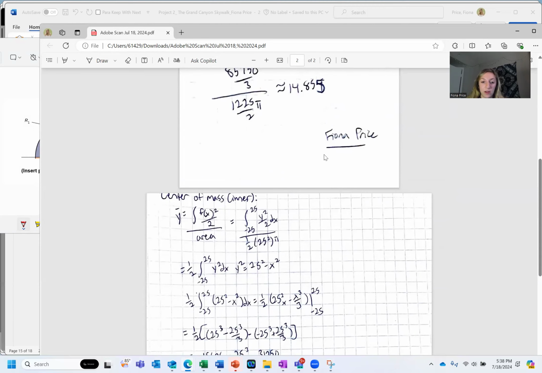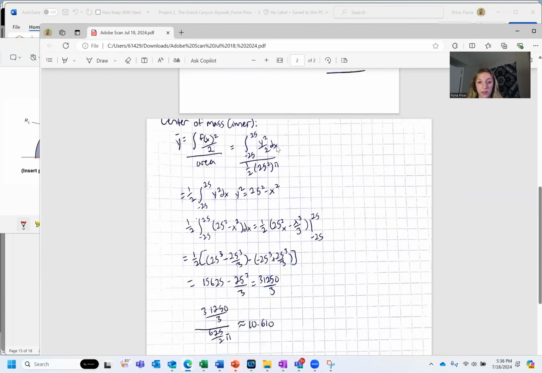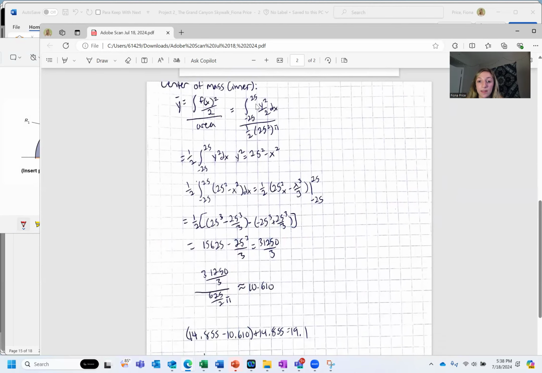So now we need to do the inner semicircle. That was our center of mass for the outer. Let's look at the center of mass for the inner. Essentially what I've done here is the exact same thing, but now with a different radius. It's 25. So anytime there was a 35, now there's a 25. So we're evaluating the integral from 25 to negative 25. Again, like I said, you could do 25 to 0 and then have a 2 outside of the integral, and that would be the same thing.